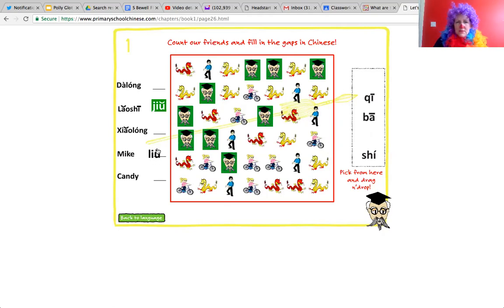Let's put Leo next to Mike. Okay, then Candy, I'm guessing must be the girl. 1, 2, 3, 4, 5, 6, 7. Okay, so qī, remember, is what looks like a letter Q. So oh, it's saying no. Maybe I'm wrong. Right, Da Long.